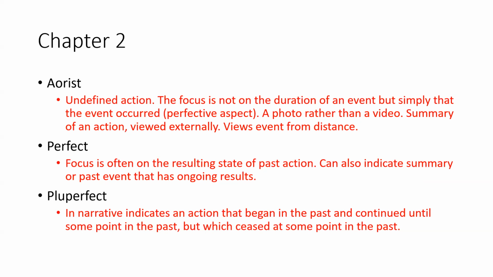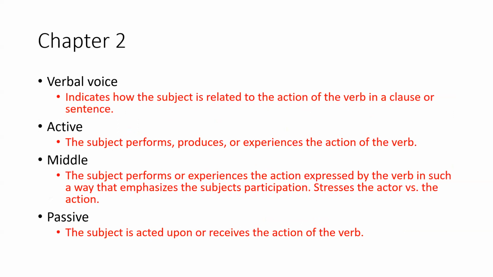A perfect tense form: the focus is often on the resulting state of past action. It can also indicate a summary or a past event that has ongoing results. Pluperfect: in narrative, this indicates an action that began in the past and continued until some point in the past, but which ceased at some point in the past.